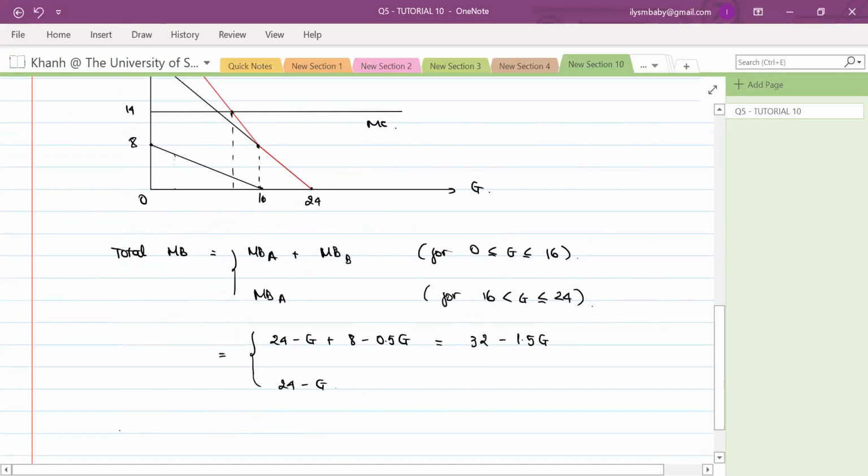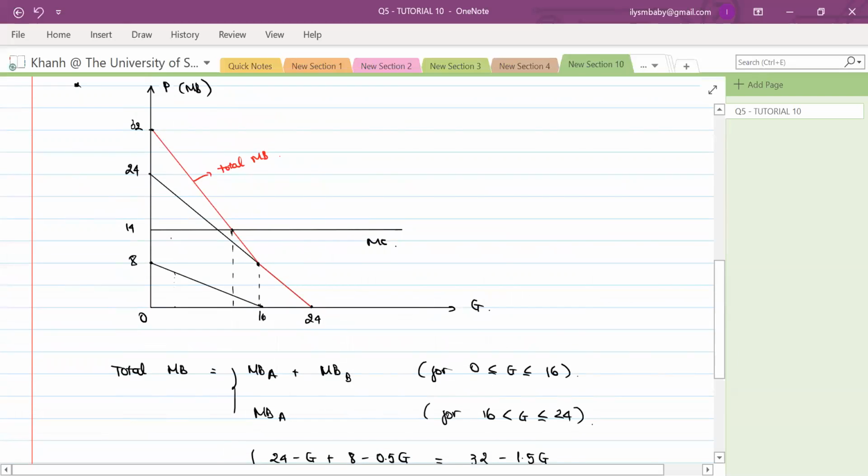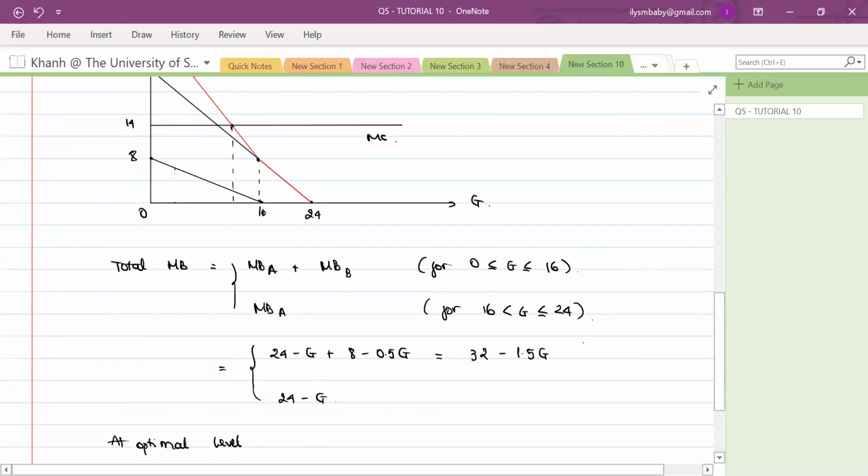Okay, so now if I equate the total marginal benefit to the marginal cost at the optimal level, from the diagram we can obviously see that when the marginal cost equals 14, it is going to cut the total marginal benefit at the second part, where the quantity is smaller than 16. So the equation we should be using is this equation over here.